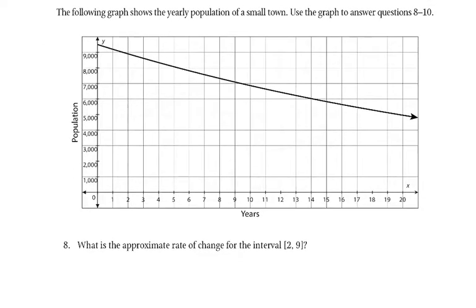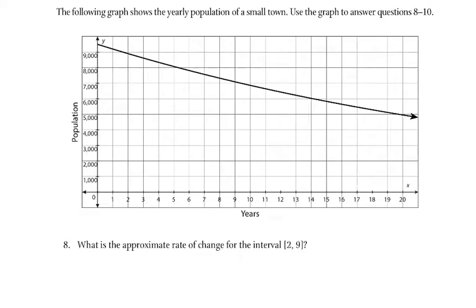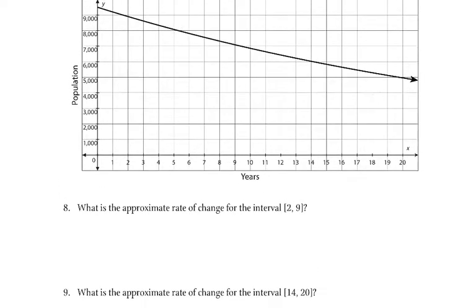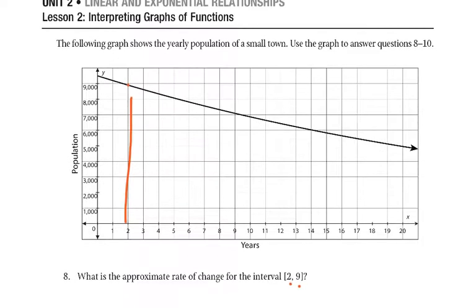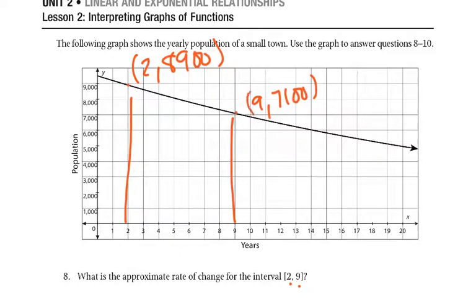Alright, last graph. So we've got the population of a town in years. Looks like it's decreasing, going down. So again, we just find those intervals, 2 to 9. So 2, we've got our graph up there. It's not quite 9,000. Goes up by 1,000, so maybe it's 8,900. So 2, 8,900. And then we're going to 9. That one's slightly above, so maybe 9,700, we'll say.